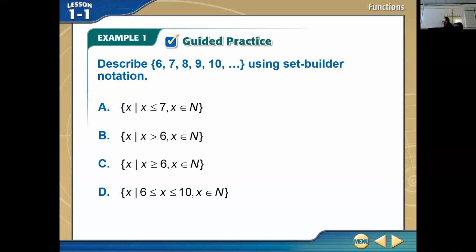And then you have D, x is greater than 6, which is true in this case, but it also states that x is less than or equal to 10. Okay, so D, it kind of limits it, but with our 3 dots there, we know our pattern is going to continue. So in this case, our answer would be C, x is greater than or equal to 6, and x is a set of natural numbers.